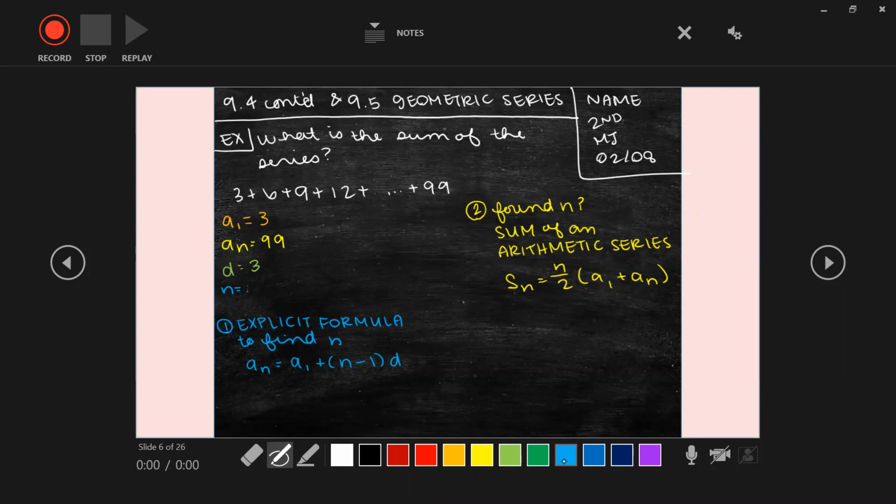Let's try and find n. If I'm finding n, I'm going to use this formula and substitute things, right? So my a sub n was 99. My a sub 1 was 3. I don't know what my n is, but I do know what my d is.